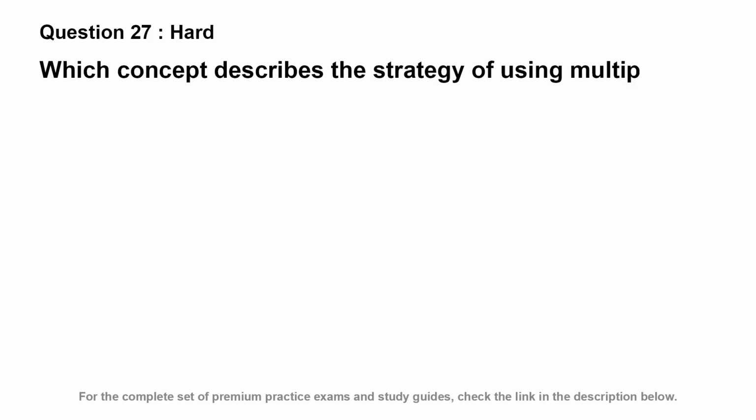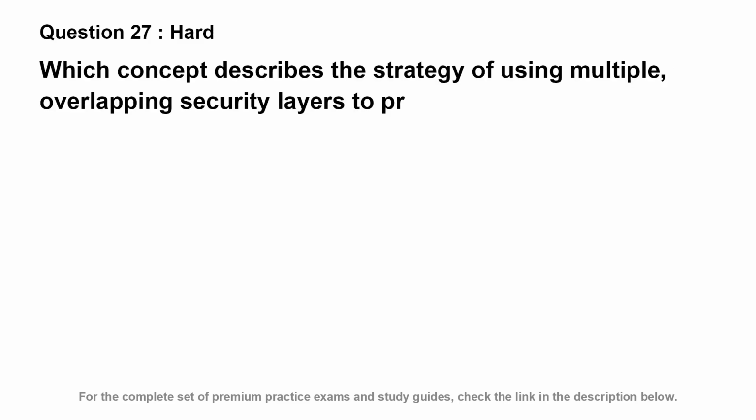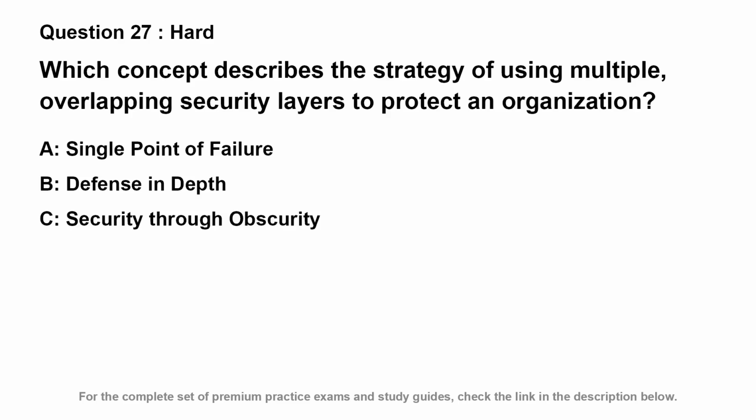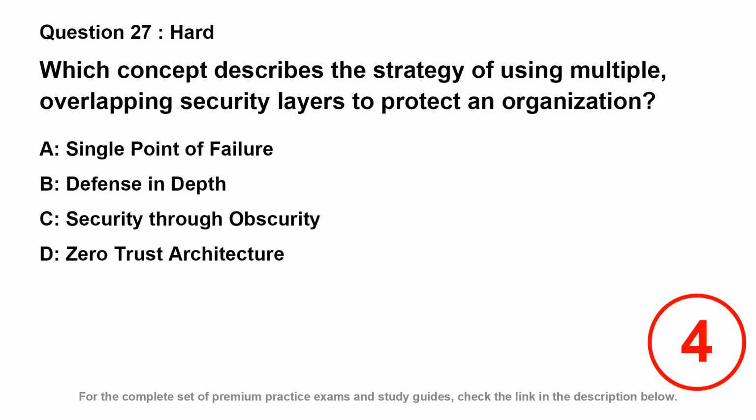Which concept describes the strategy of using multiple, overlapping security layers to protect an organization? Option A, single point of failure. Option B, defense in depth. Option C, security through obscurity. Option D, zero trust architecture.